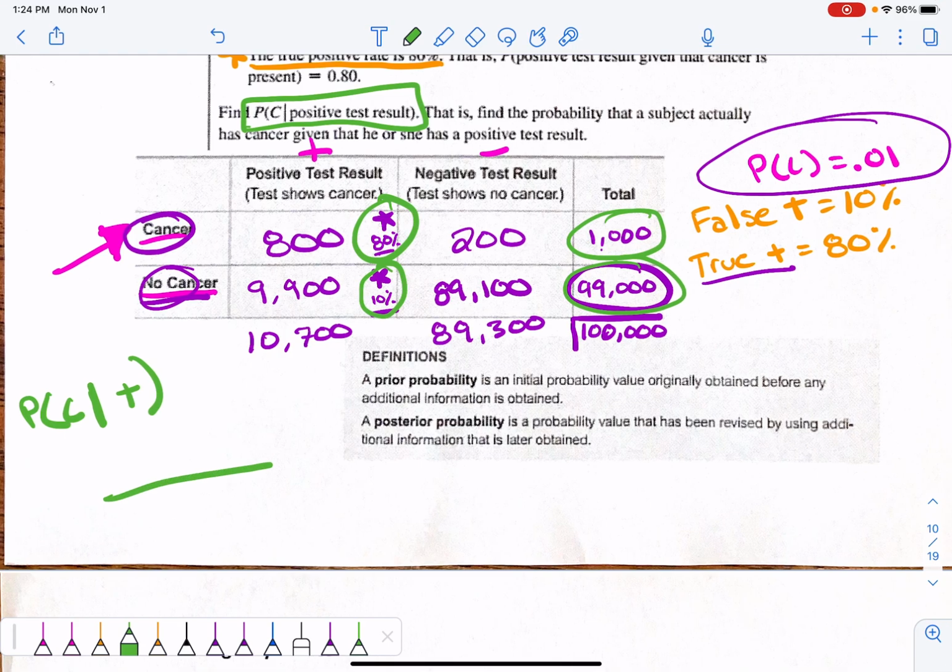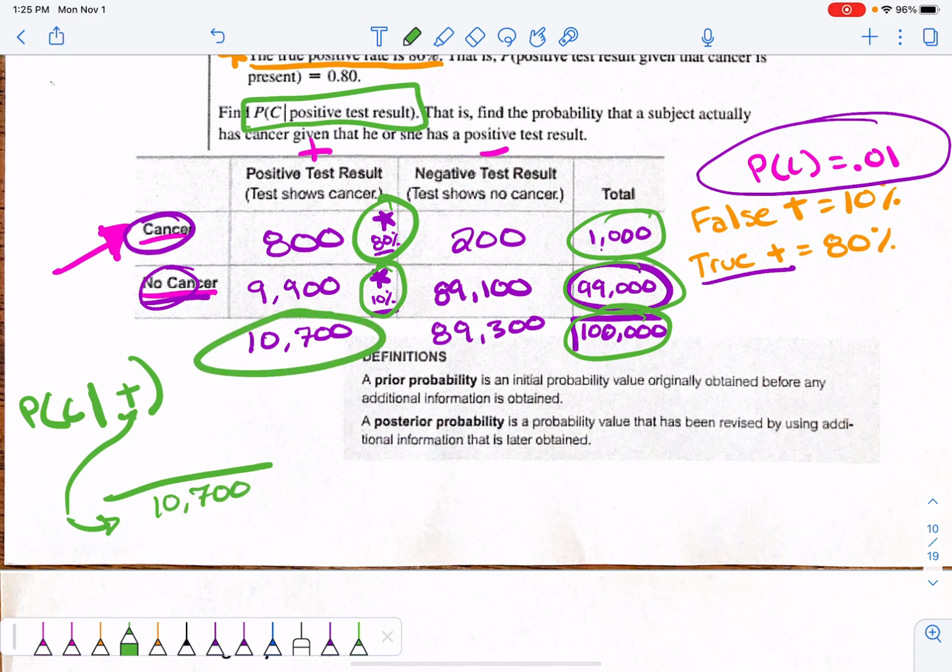So we start with our given, and this number right here. We're not talking about all 100,000. We're only talking about the positive people. So the positive is that 10,700. That's going to be my total bottom number. And then of those people, how many have cancer? That's 800. And then I can just drop some zeros.